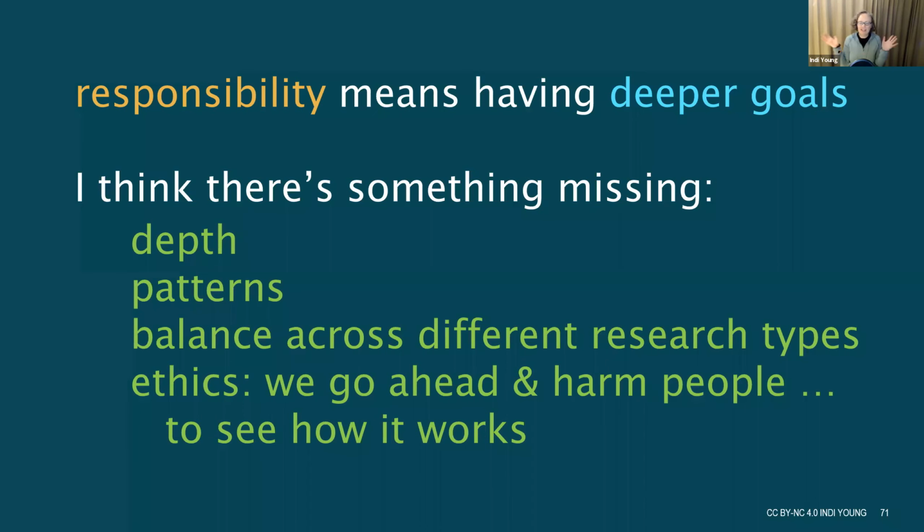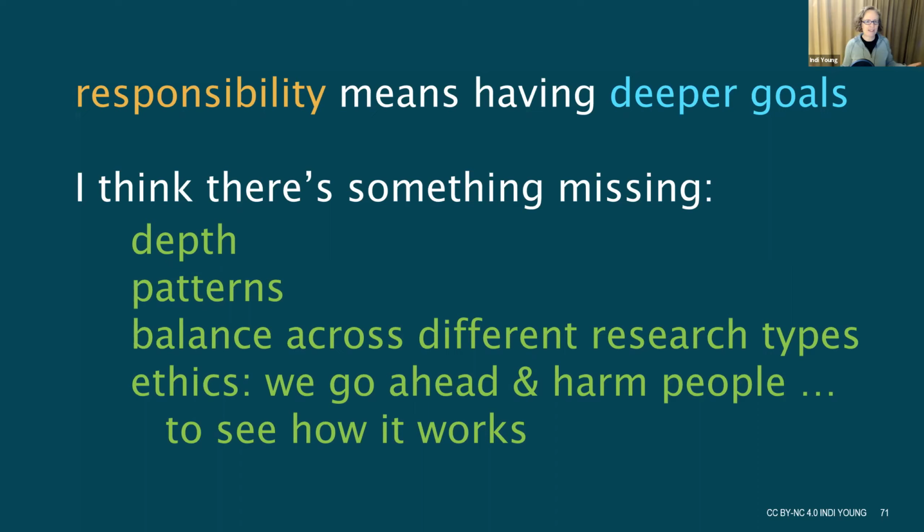So kind of in conclusion, I would love for us to take the responsibility of supporting people better. I would love to have deeper goals in our organization. The things that I think are missing right now are depth and patterns, and balance across the different research types on that one big diagram that I broke apart, and also ethics.